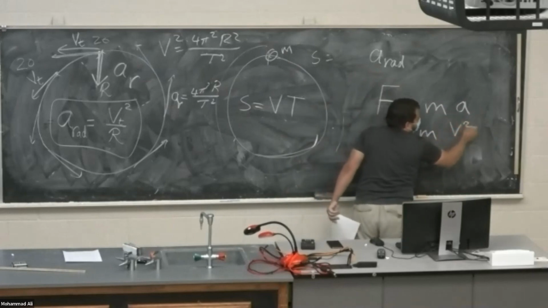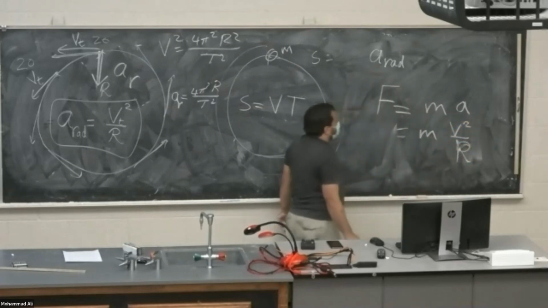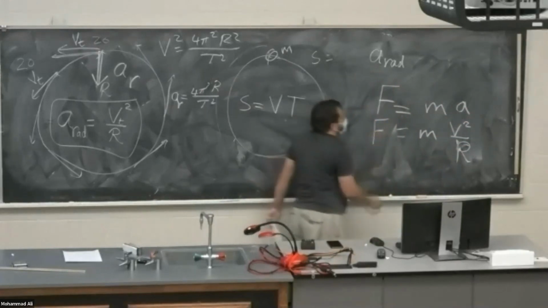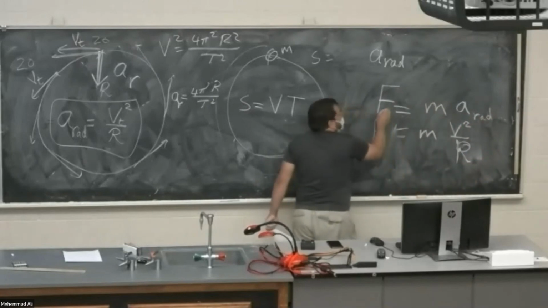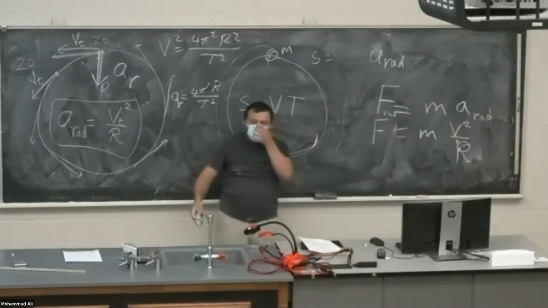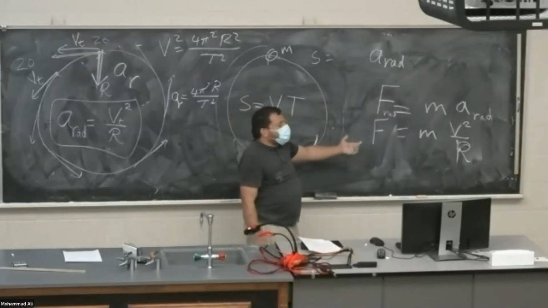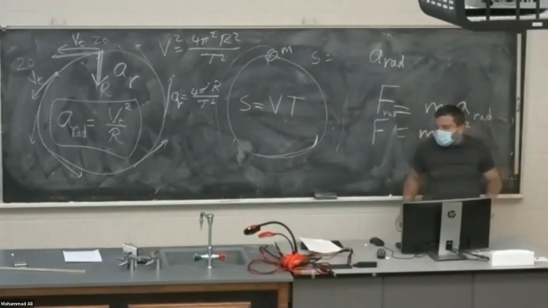A is V squared over R. R capital or R small, you are free to do this. This is F. Because A is radial, then F is radial or centripetal, which is the central force. It's Newton's second law, just like that. M A, this is A, the acceleration V squared over R.